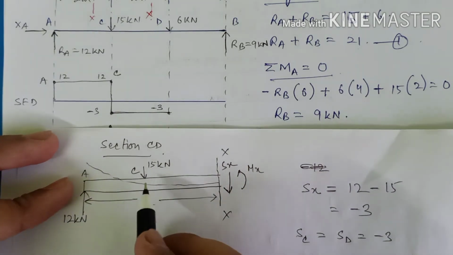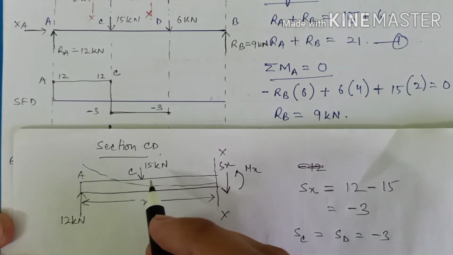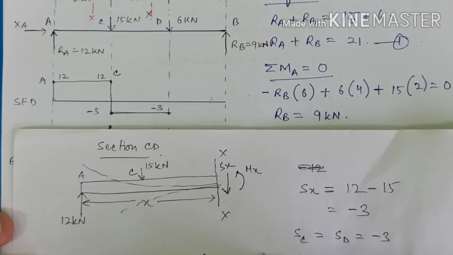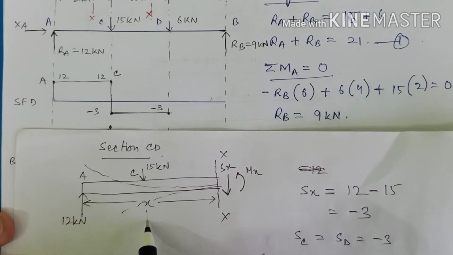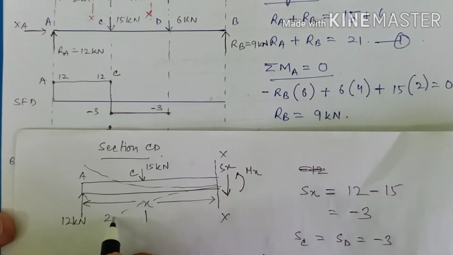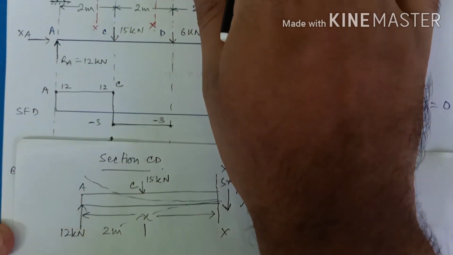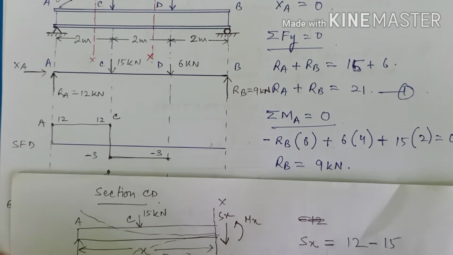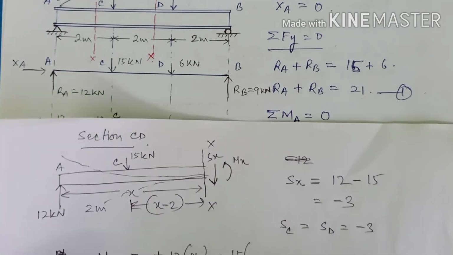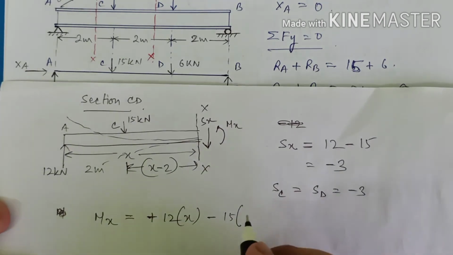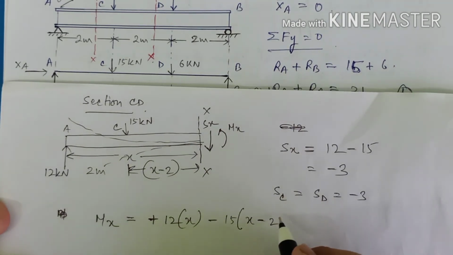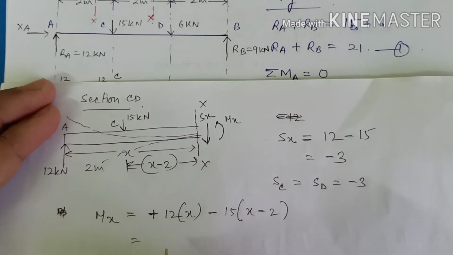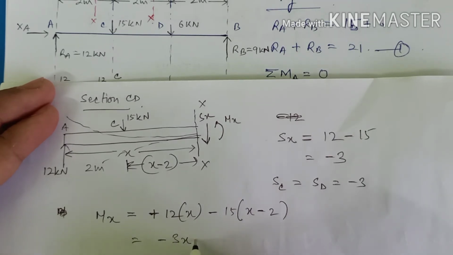Now come to this, that is C, 15 kilonewton. This will try to hog the beam, right? So it will be negative 15 multiplied with the perpendicular distance, that is this, okay. AC was 2 meters, so it will be nothing but x minus 2. So 15 multiplied with x minus 2. Done, right? Just simplify a little. So it will be basically minus 3x plus 30.